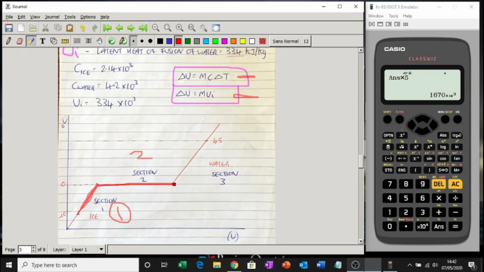And once we get here, we've got to go up the hill, so we've got to go from 0 up to 45. So we'll use that formula there again, because we've got a change in temperature again. And we've got a C value for water, which is there, and a C value for ice, which is there. And that U value will be here. So you're going to have 1, 2, 3 things.